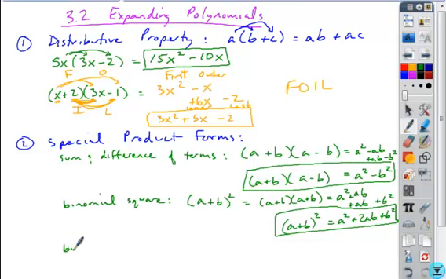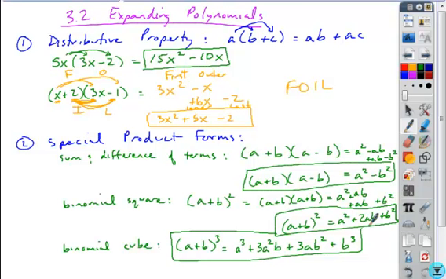And then the third type of special product form you need to have memorized and be able to apply without a calculator is a binomial cube. If you expand a binomial cube, and I'll talk about how it's derived as well as what the pattern is, the pattern is simply going to be the first term cubed plus 3 times the first term squared times the second term, plus 3 times the first term times the second term squared, plus the second term cubed. Like I said, I'll derive this and show you how to apply it here in just a moment as well.